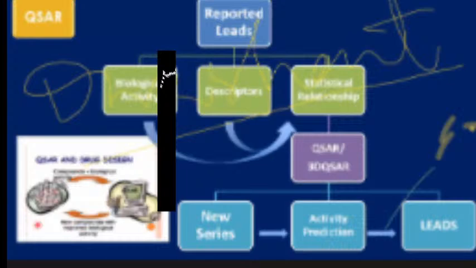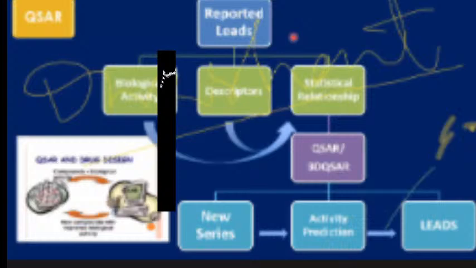We already have many drugs, but we want to improve them. That is, we have some compounds and their biological activity. We have some known data, and with this data we make QSAR models, and then we predict new compounds having improved biological activity. How does all this happen? Let's see here. We have reported leads, and for these leads we have biological activity as well.